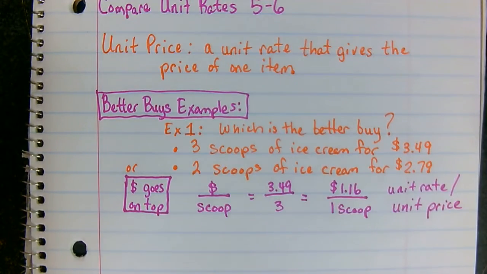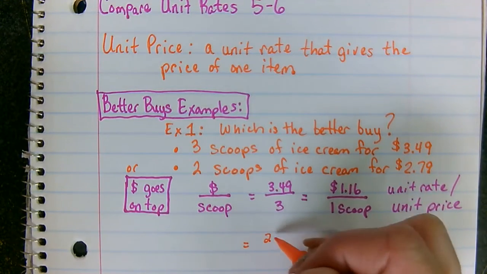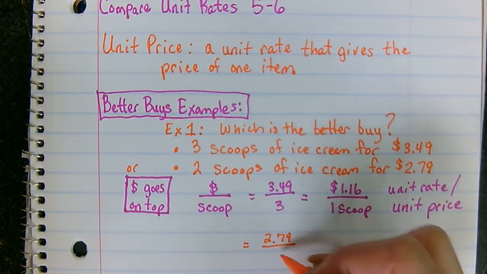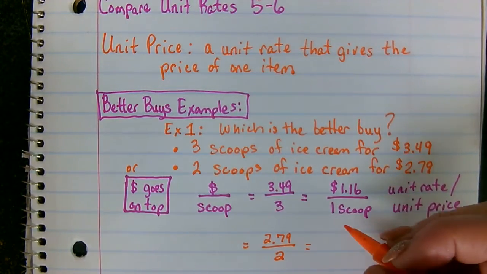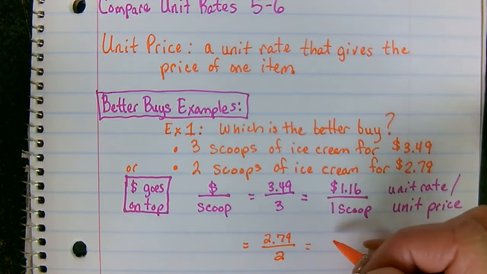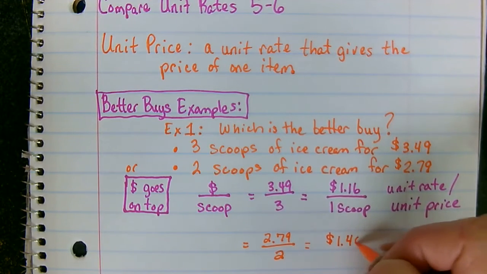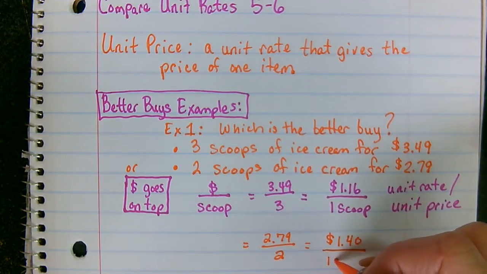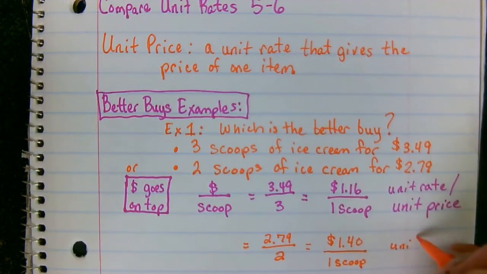Let's look at the next one. If we have $2.79 for 2 scoops, right? That is equal to, when we do 279 divide 2, and you can round to the nearest penny, of course, if needed on these, and that becomes $1.40 per 1 scoop. And then that is known as the unit rate or unit price.